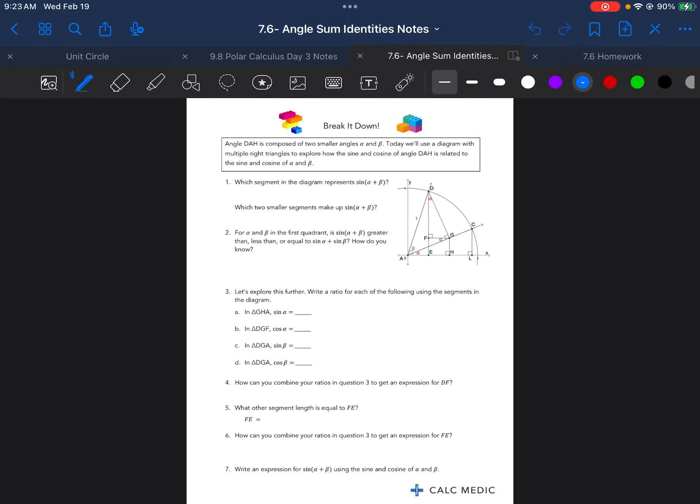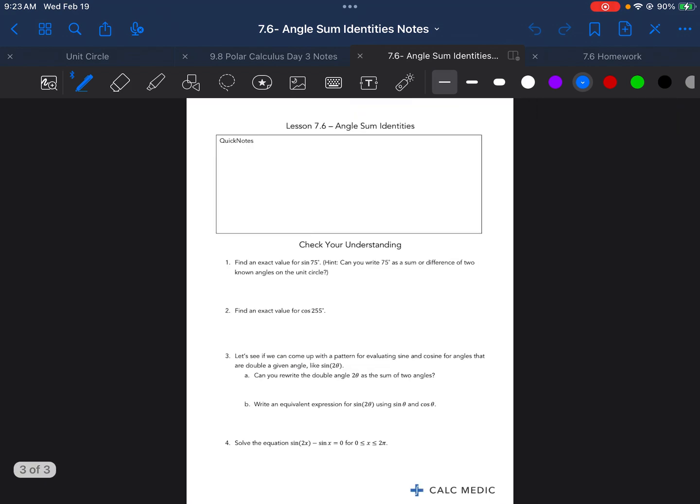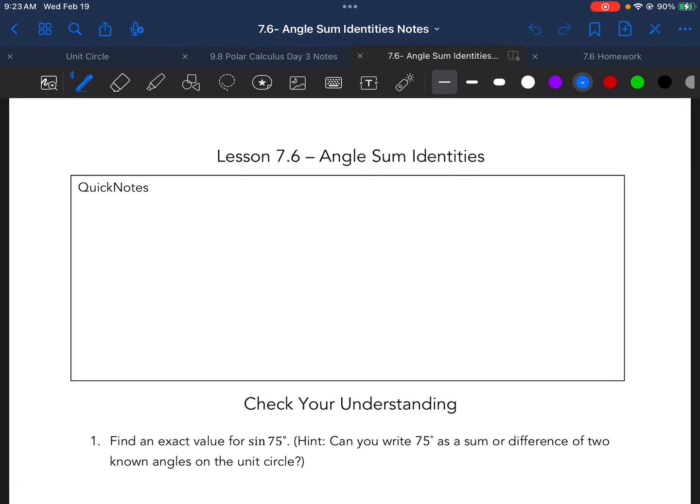In this video, we're going to look at the 7.6 notes, which are on the angle sum identities. Very similar to the last set of video notes that I made for 7.5, I encourage you to go through math with CalcMedic's exploration activity on these first two pages. But for the sake of the video length and time, I'm going to jump straight to the important stuff.